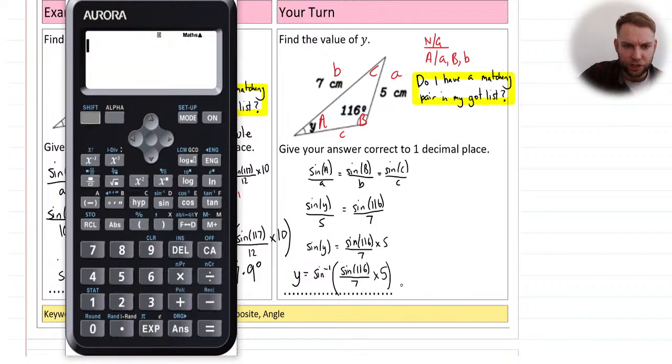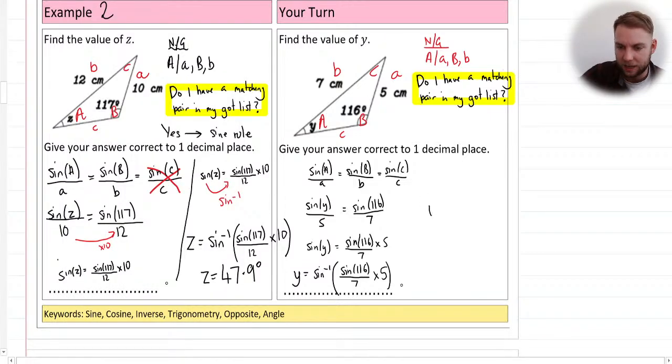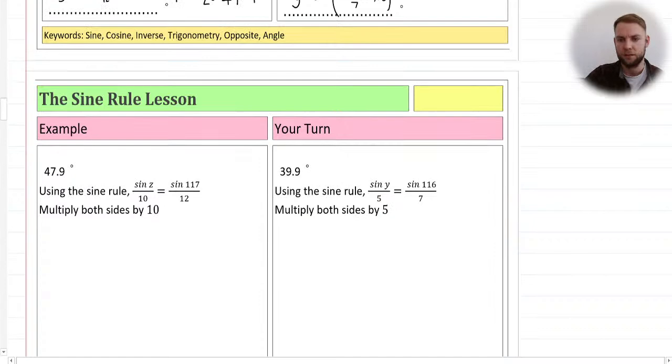So let's just put that in our calculator. Shift sine to the minus 1 of the fraction button, which is sine of 116, close the bracket, all over 7 times by 5. Close the bracket, there we go. 39.9 in this case. So y is equal to 39.9 degrees. Brilliant. Super. Let's check those answers. Perfect.